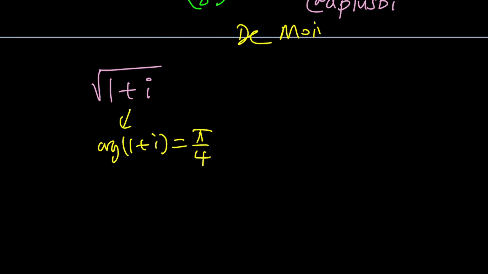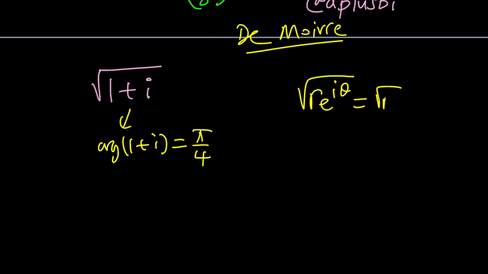He's a French guy and he came up with the formula. So by taking the square root, you're basically cutting the angle in half and square rooting the modulus. Makes sense? So in other words, if you have r e to the i theta and square root that, it becomes the square root of r times e to the power i times theta over 2. Of course, this is one of the square roots. It's probably the principal one, but this is good enough. Okay?